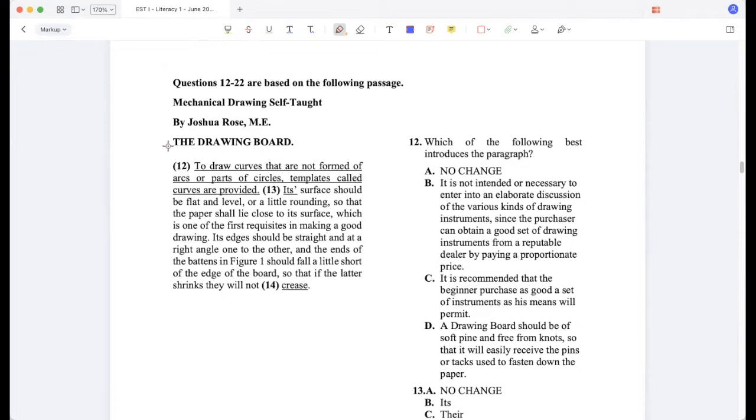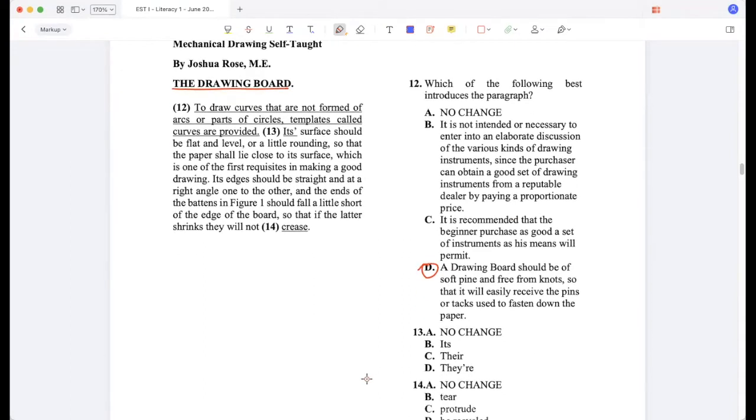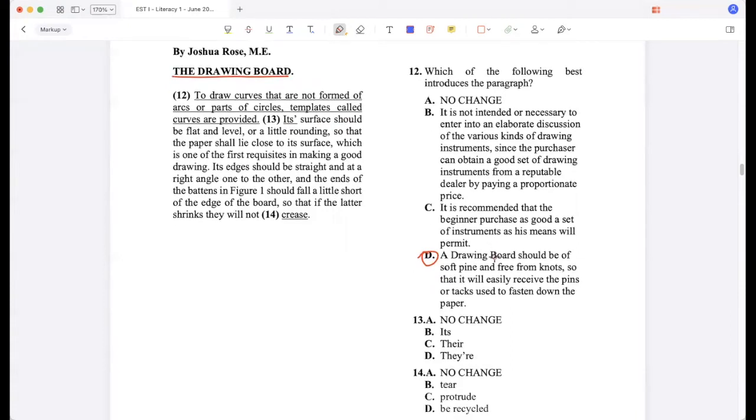Okay, so we are talking about the drawing board. So this sounds like a good introduction. And in the next line, I'm talking about its surface. So that refers to the drawing board. Its surface should be flat. So I need to say ITS, right? Its surface. ITS apostrophe is not a word, right? So option A is wrong. And there is the plural pronoun, and this is they are.